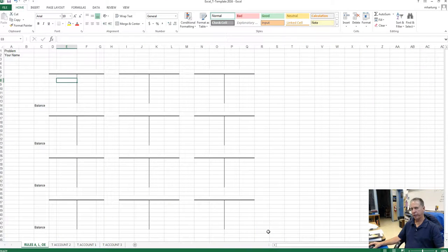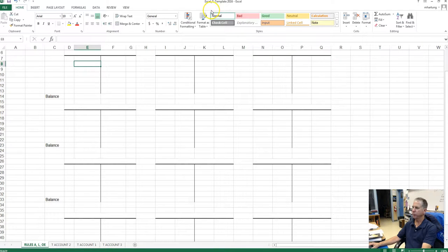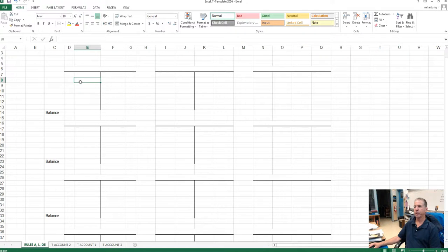So at this point, take a break, head over to Schoology, and find this Excel worksheet. And if you can't quite read that, I'll tell you, it's Excel T-Template 2016. Go ahead and get that open and save that into your Dropbox. And we will go ahead and do some practice transactions as soon as you have that up and running.